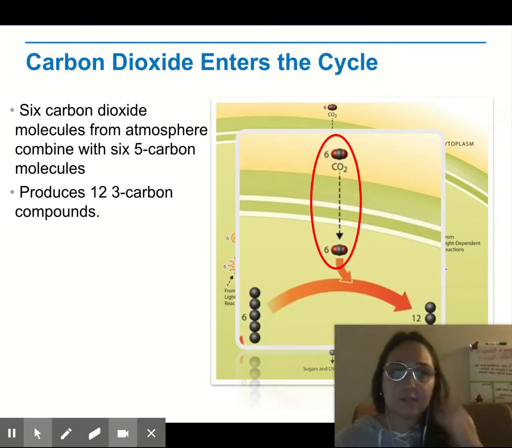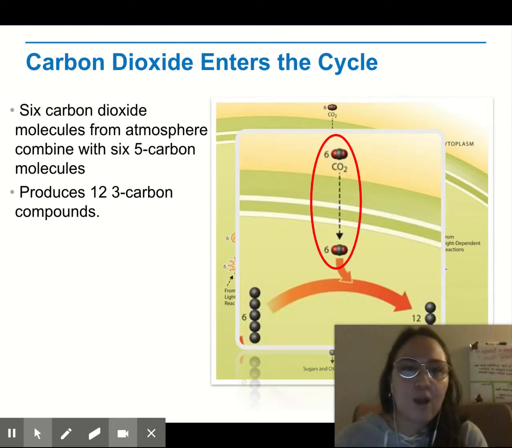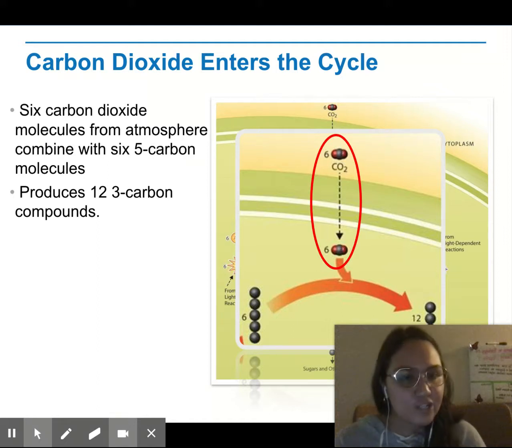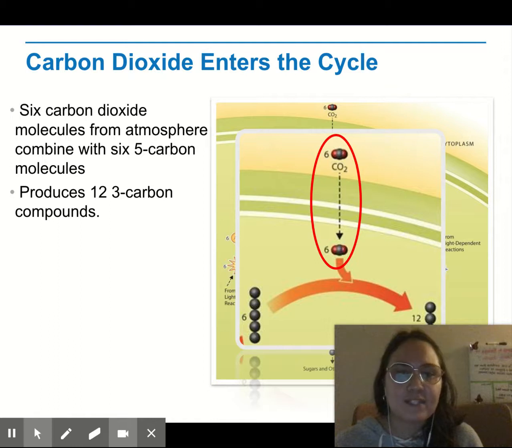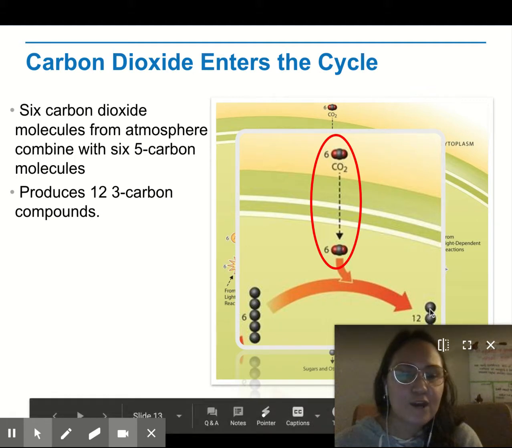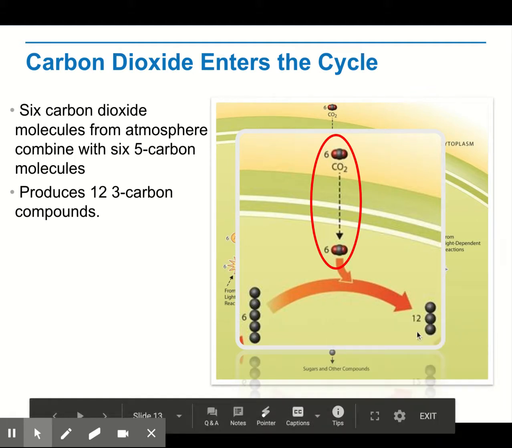So let's look a little bit deeper here. So carbon dioxide, once again, entered into the Calvin cycle. And 6 of these carbon dioxide molecules are required. And they combine with 6 5-carbon molecules. And they produce 12 of these 3 carbon molecules. So hopefully you can see it there on the page.